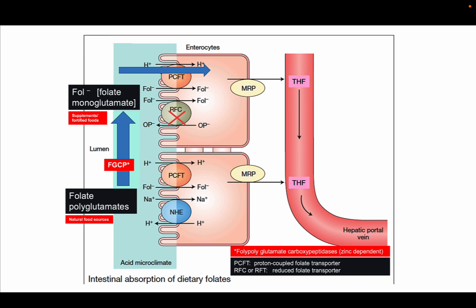You'll notice that there's a red X on top of RFC, which is the reduced folate transporter or carrier. This was thought to be a main player of absorption in the intestine, but it's actually more active throughout other organs in the body and not so much the intestine. So PCFT is the main carrier protein to allow folate to move into the enterocytes. And then we have MRP, which allows it to then transport out into the blood.